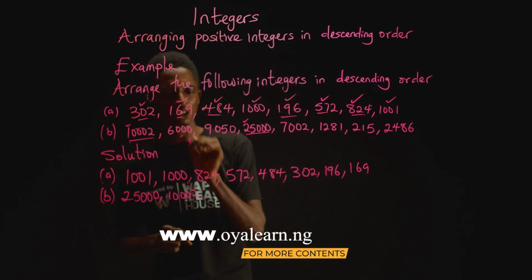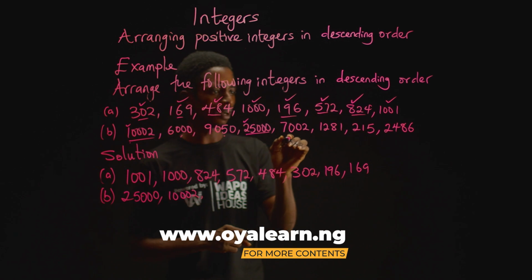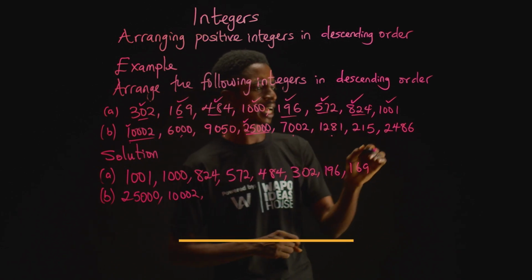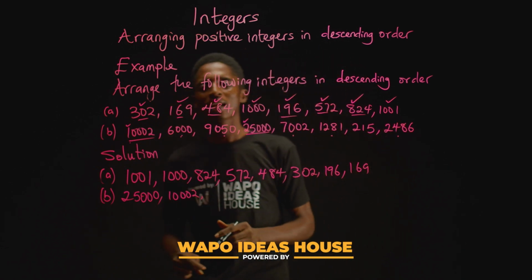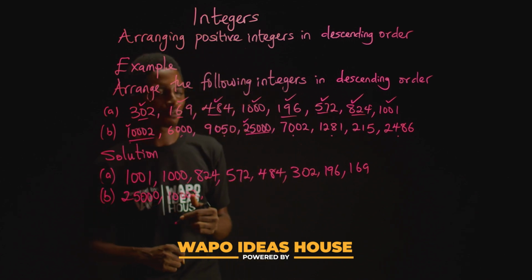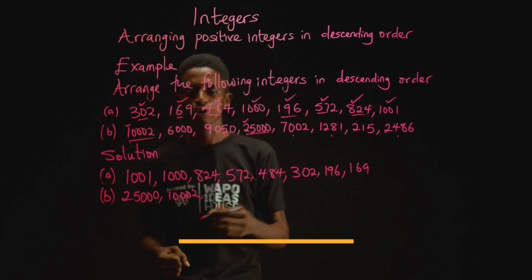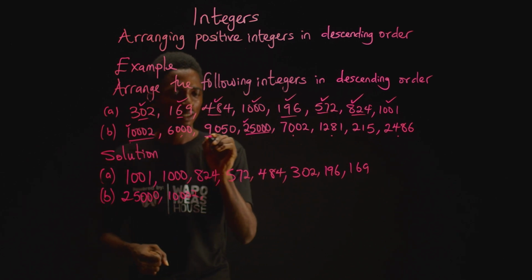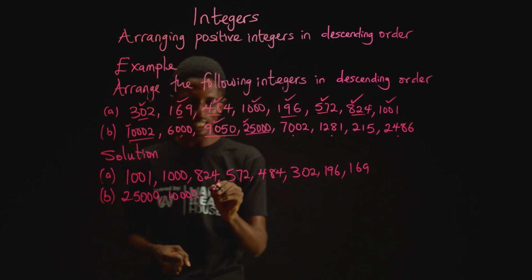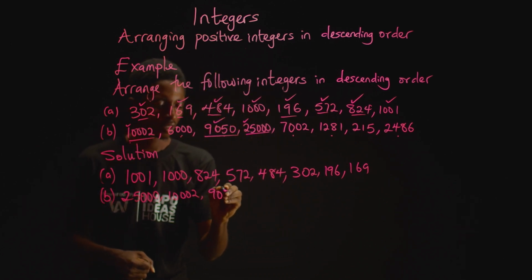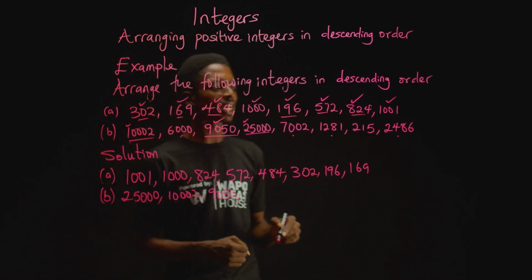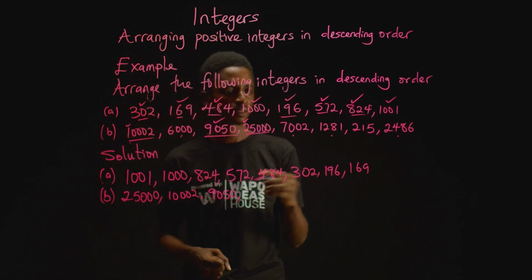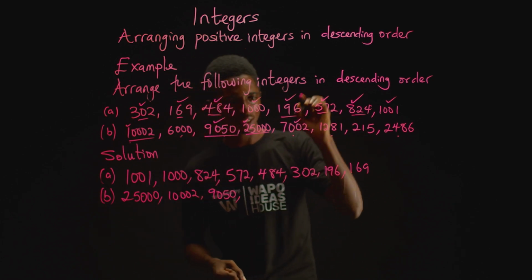Now let's consider the next set of numbers and identify the one that is of the highest value. This is a 4-digit number, 4-digit number, 4 digits, 4 digits, and 4 digits. So we count down from 9 to identify the ones that are large. So 9, that is 9,050. After 9 we have 8, then 7.